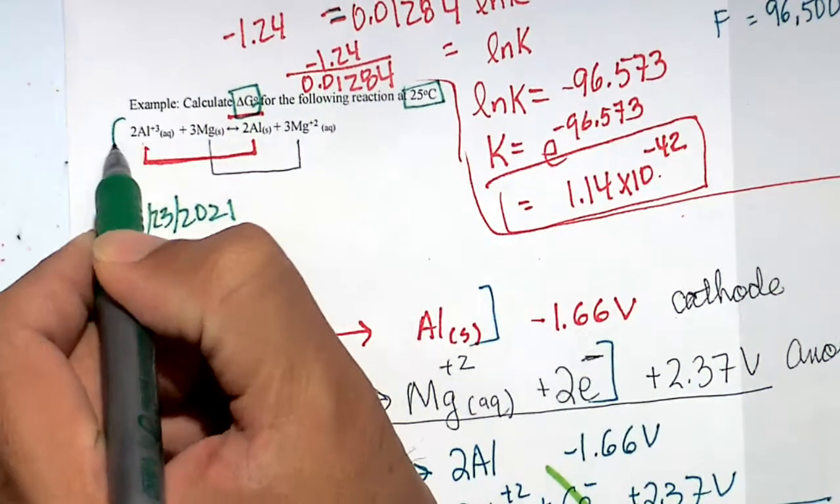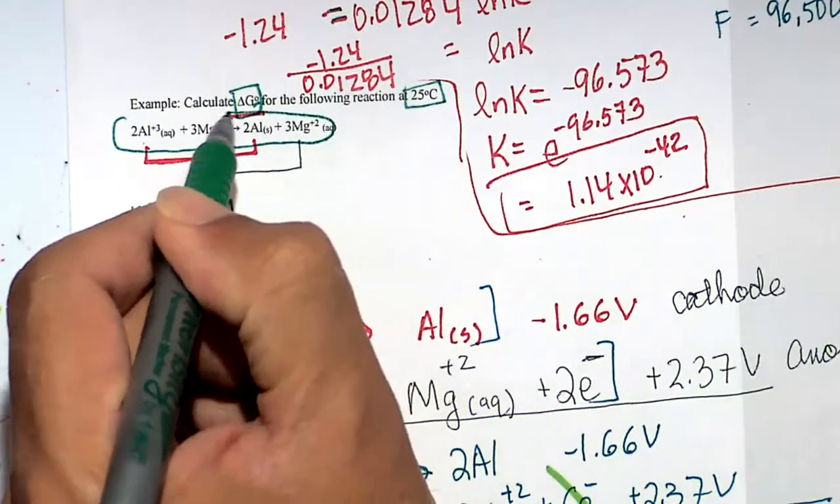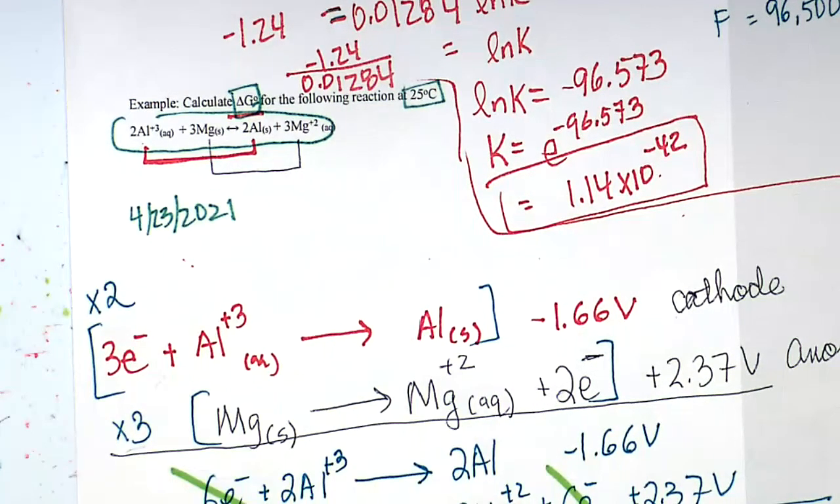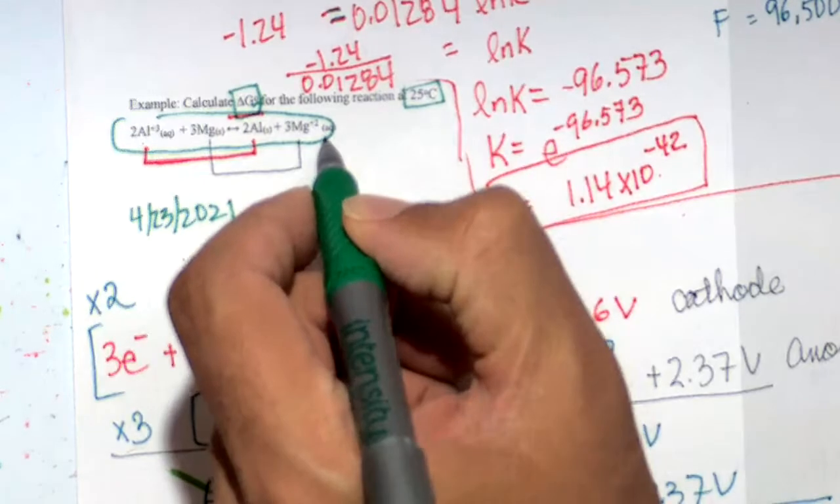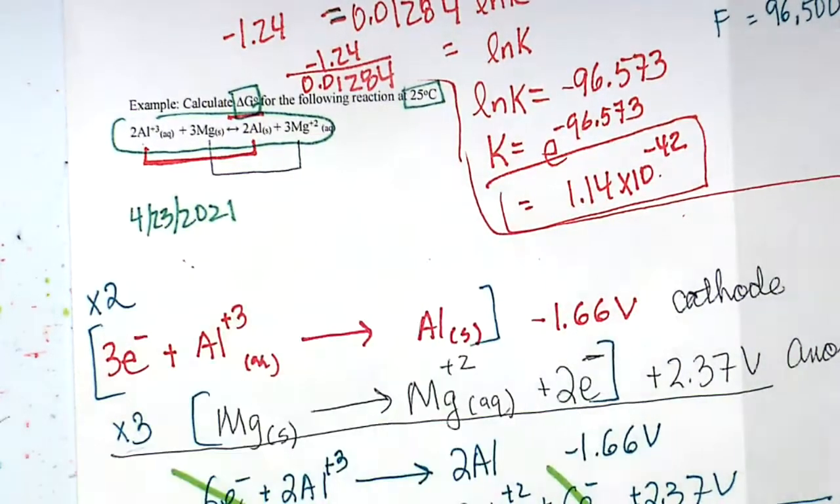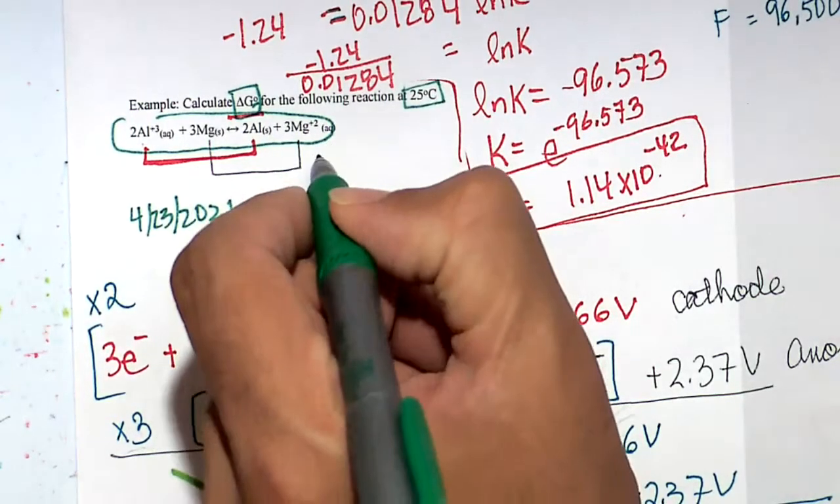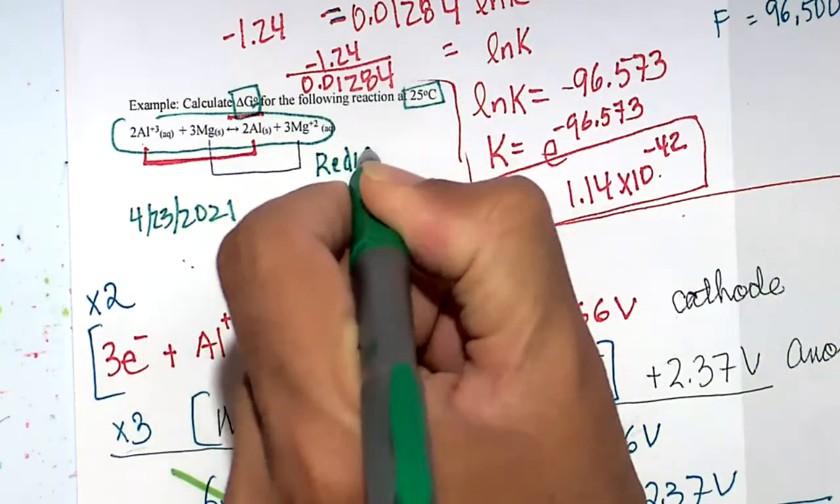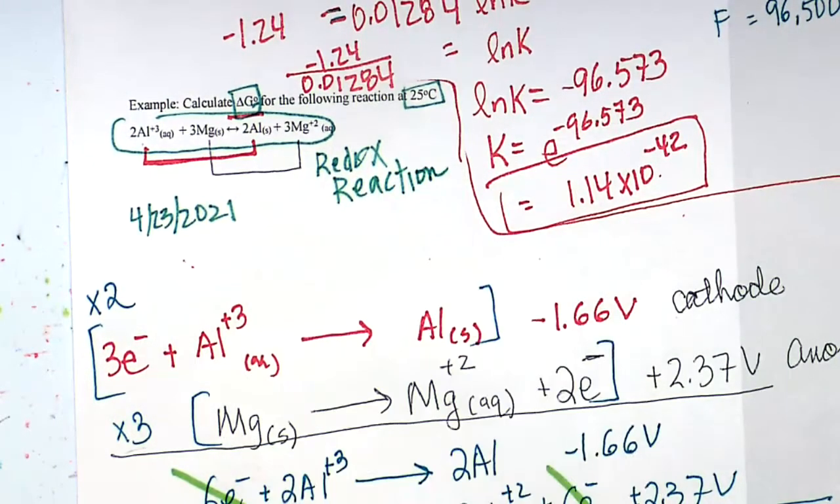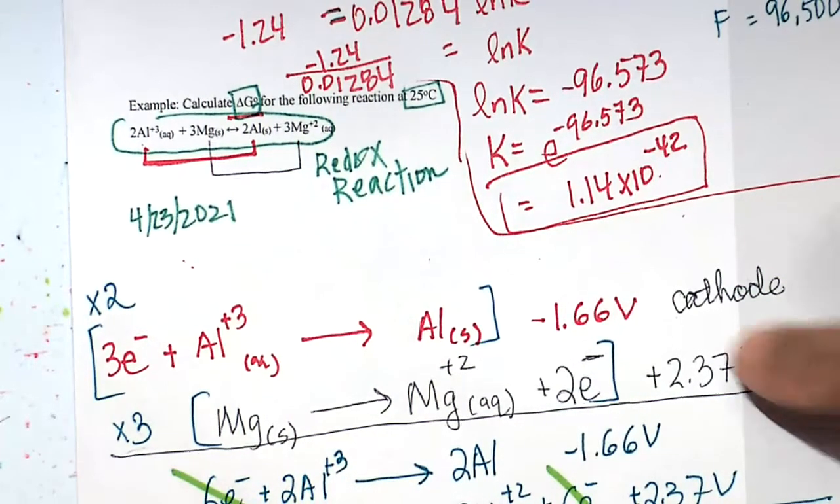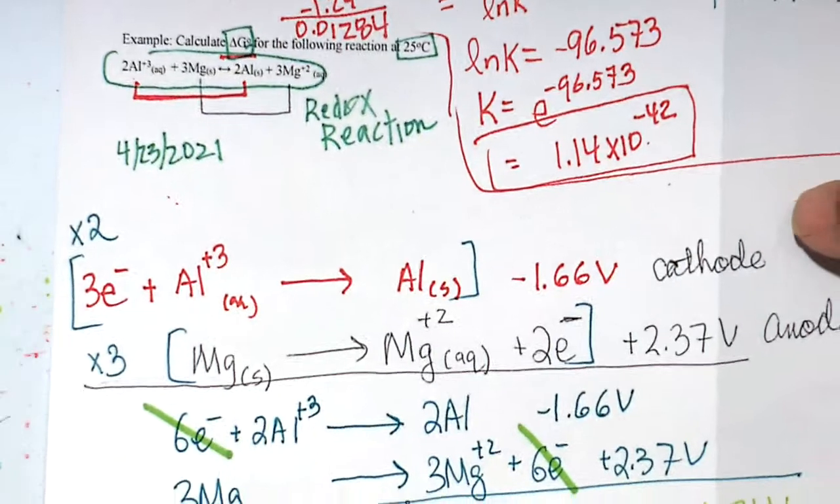So here's the reaction. The first thing we did was we deconvoluted it. You know what deconvolute means? We split this reaction into its component parts. This is, after all, an oxidation-reduction reaction, otherwise known as a redox reaction. So we split this oxidation-reduction reaction into its parts, starting with the cathode part.